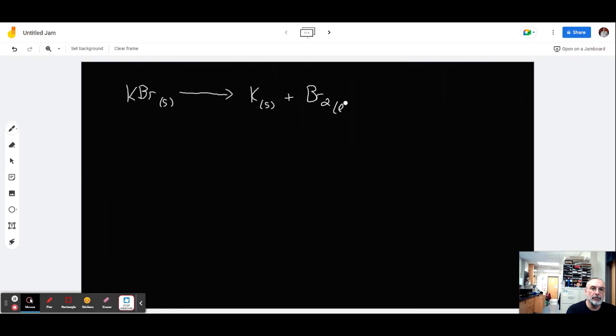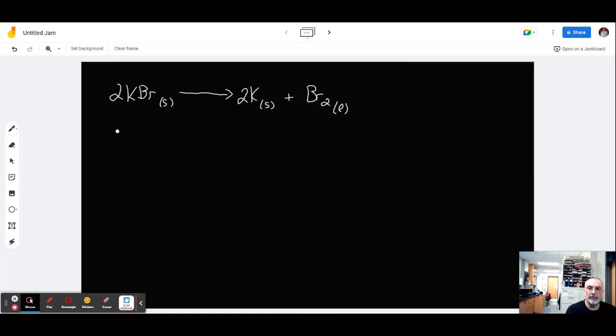And according to the periodic table, if you look, you'll see that bromine is in fact a liquid at room temperature. So then to balance this, I simply have to put a 2 in front of the KBr and a 2 in front of the K. And now we've got a balanced chemical equation for that decomposition.